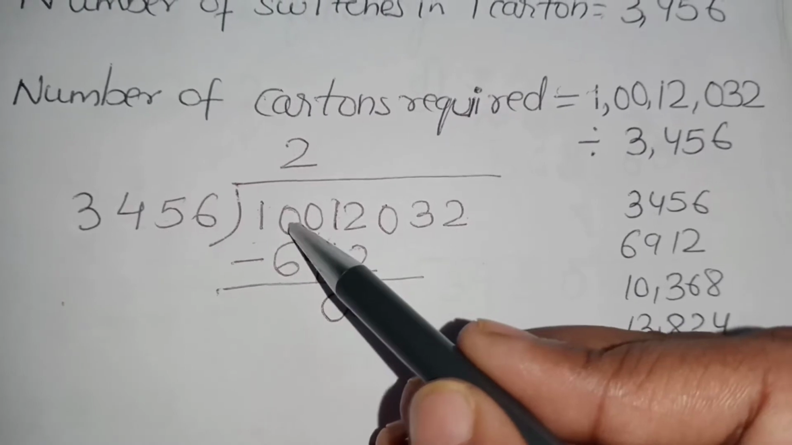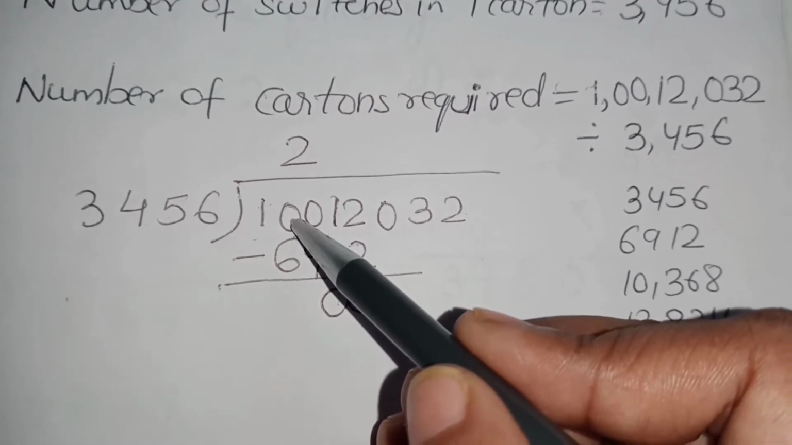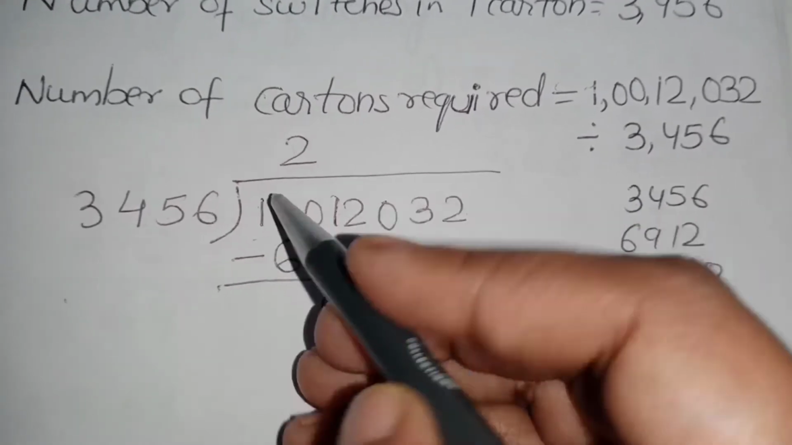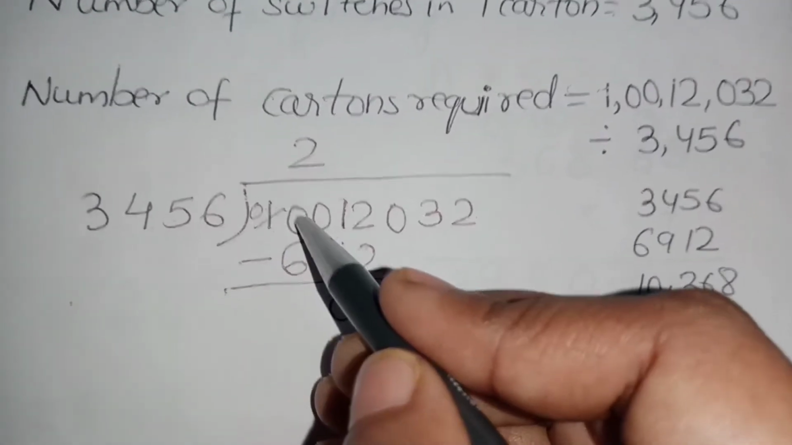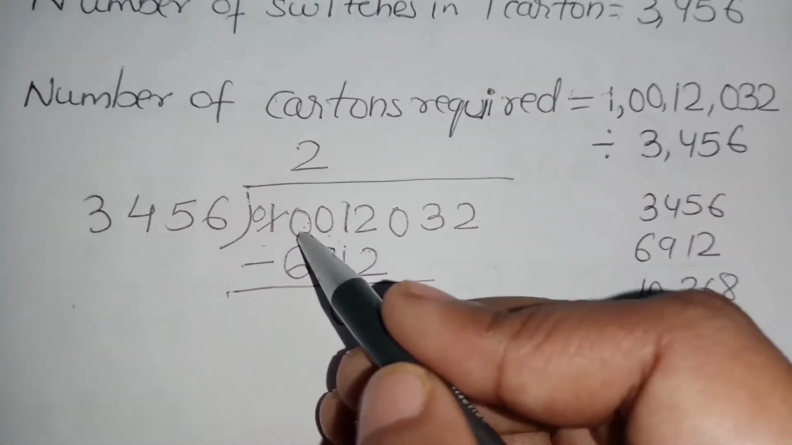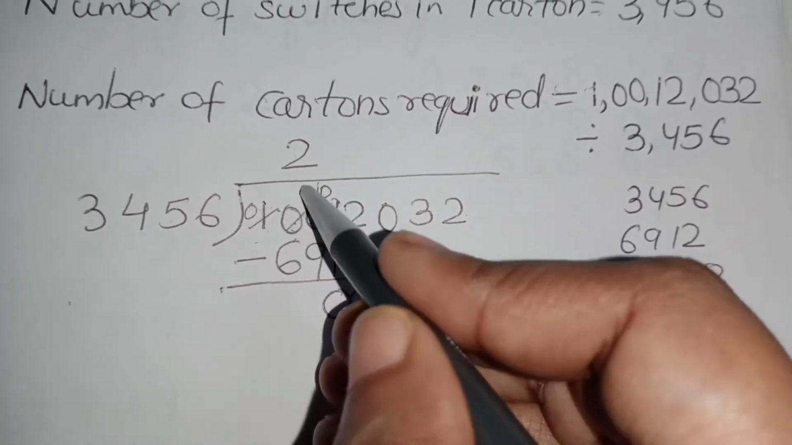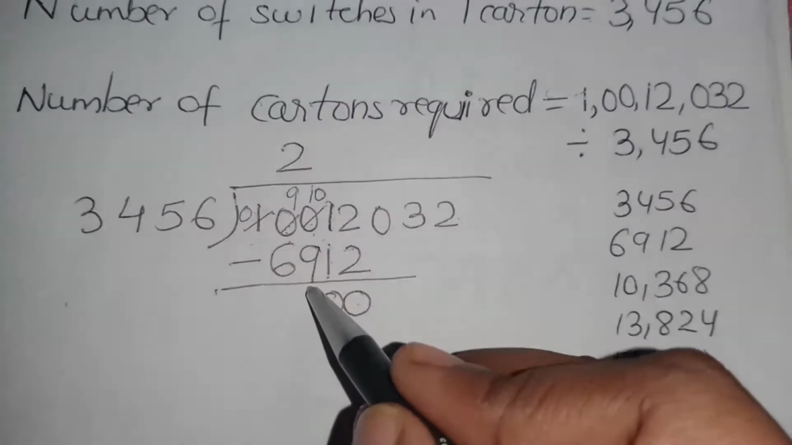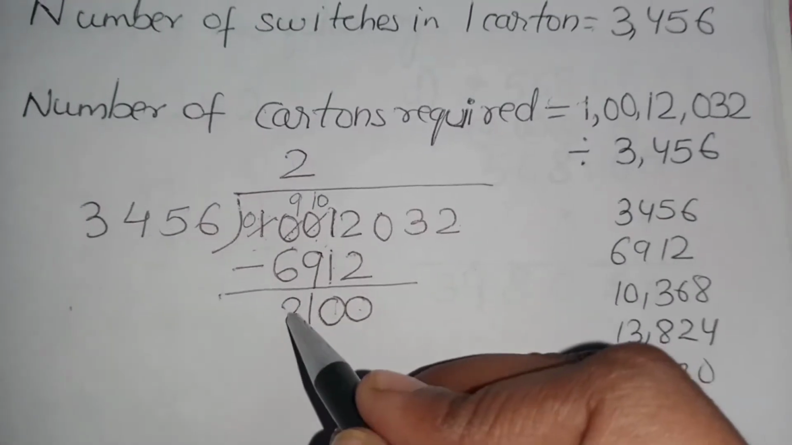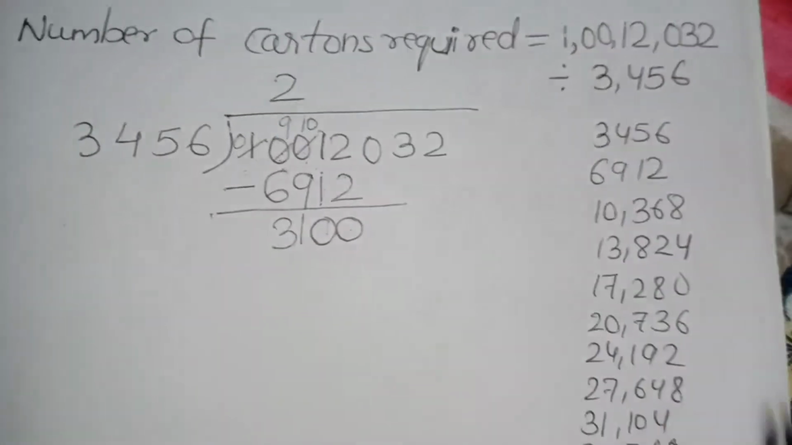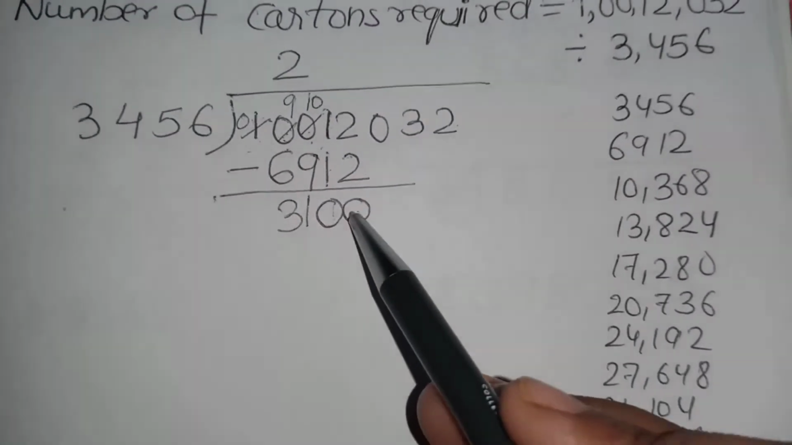Now this will ask borrowing from this, it will not give because it is already 0, so it will ask. So this 1 will become 0 and this 0 will become 10, but it will give carry to this. So this will become 10 and this will become 9. So 10 minus 9 is 1. 9 minus 6 is how much? 3. So now it has become 3,100.